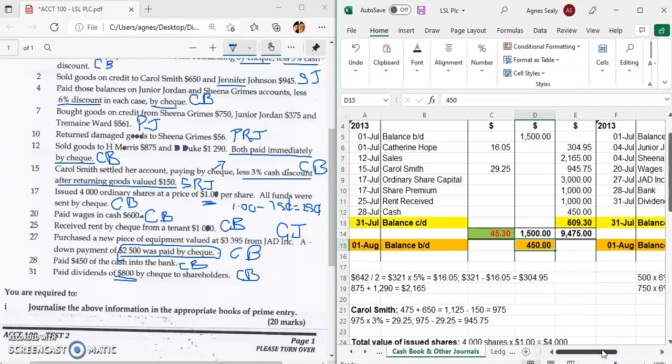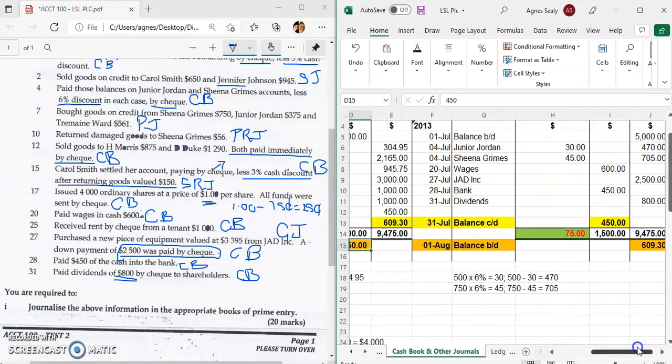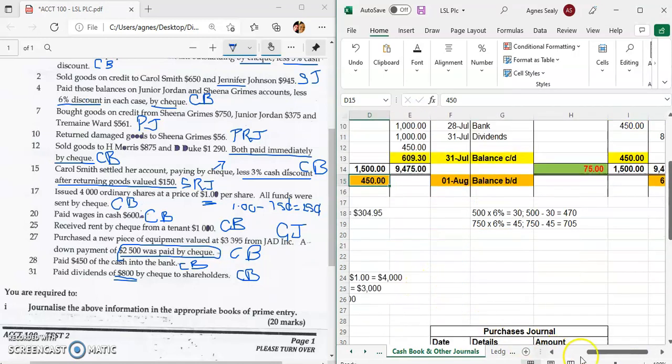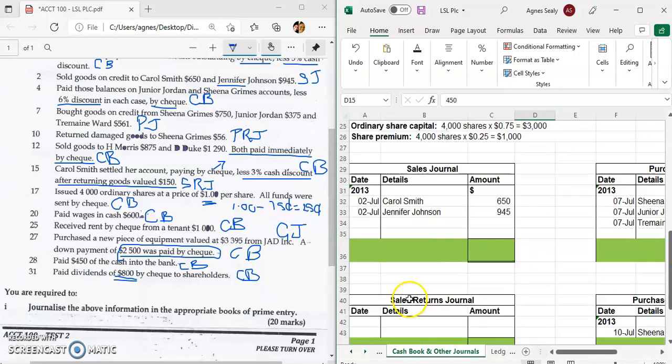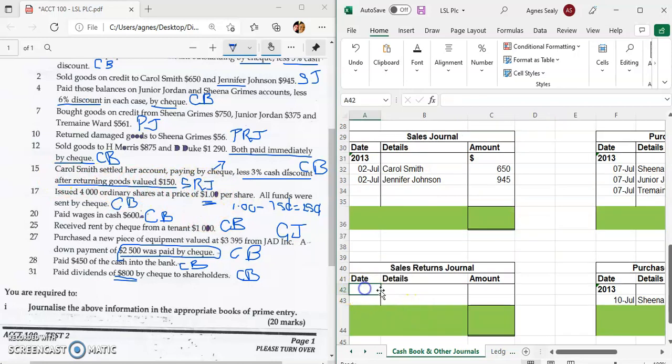We balance those. And now we are going to go on to our journals. So our journals, that are sales journal. Oh, we didn't record the return. The return for Carol Smith on the 15th has to be recorded in the sales return journal.